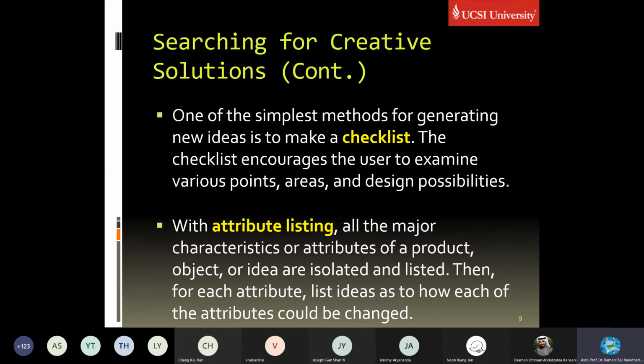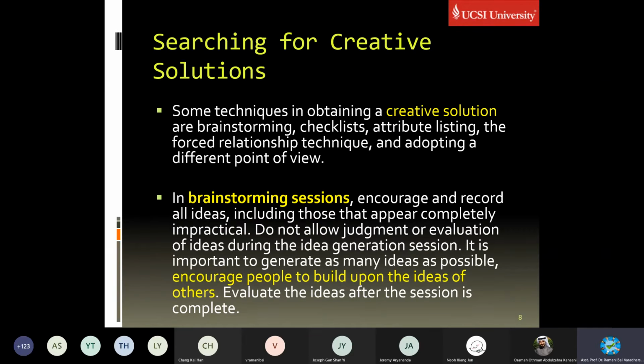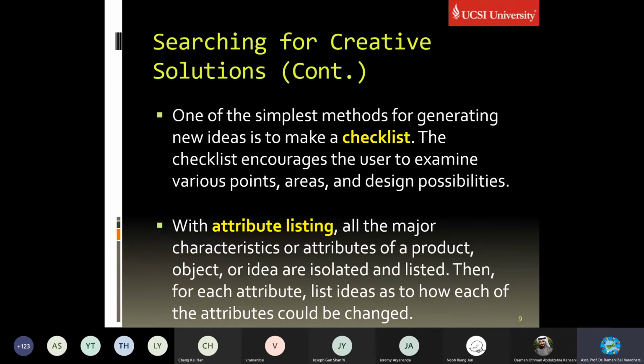Search for creative solutions continued. Some more methods: number one is brainstorming, another one is the checklist. How do you do a checklist for your creative solution? One of the simplest methods for generating new ideas is to make a checklist. You cannot remember everything, so have a checklist. Nowadays there are many planning software tools like monday.com and sunday.com, and you can make use of them while you do your project to have your checklist done and then handle it.